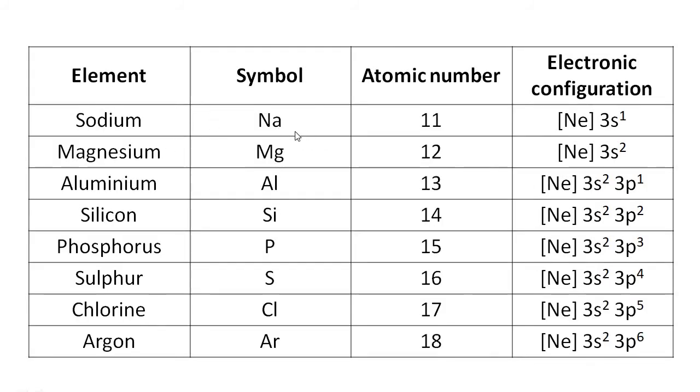Similarly for sodium, symbol Na, atomic number 11. So here electronic configuration is neon, which should be written in the big bracket. That means we have to make use of the nearest inert gas, neon, which has 10 electrons. Then the next electron enters the next orbital, 3s. That is one electron which occupies the 3s orbital. For magnesium, atomic number 12, the next electron pairs up with the electron present in the 3s orbital.